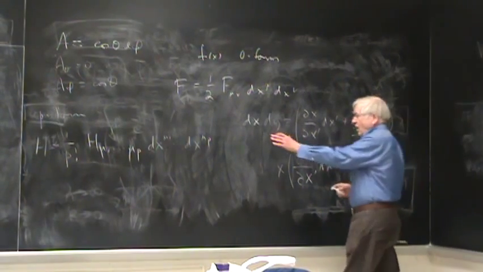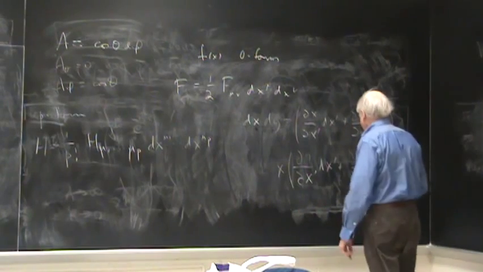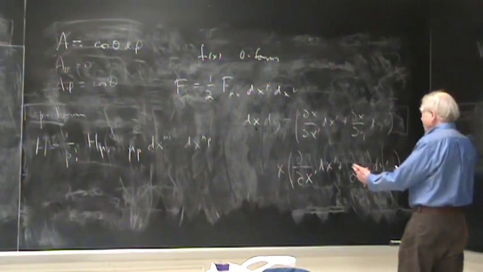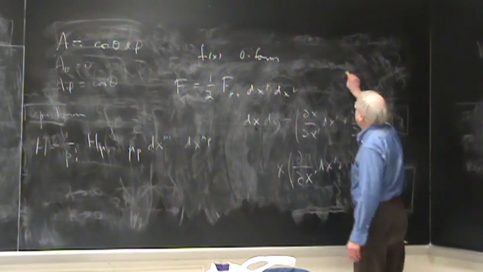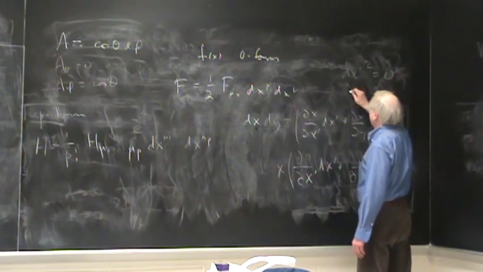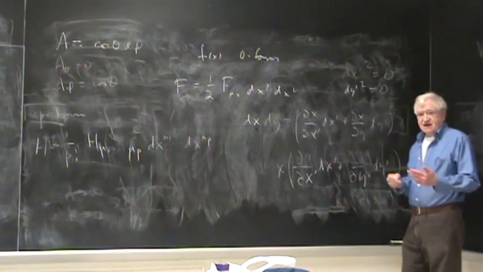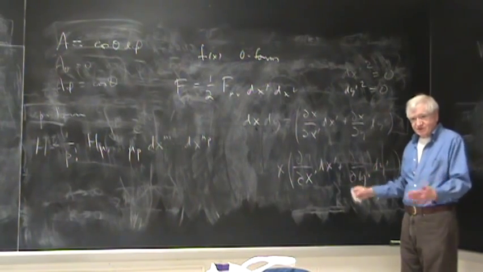And now I'm saying why it is that these things have to be Grassmann or anti-commutative. The reason is that if we multiply this out, if they are Grassmann, then dx prime squared is zero. dy prime squared is zero, just because dx prime dx prime is the same thing as minus dx prime dx prime, which is zero.